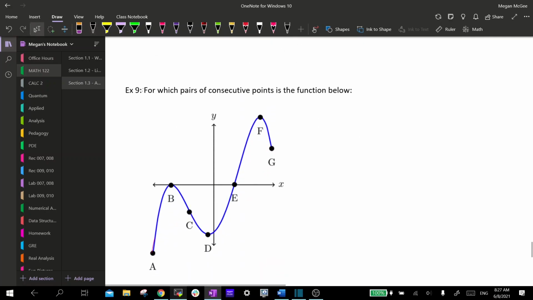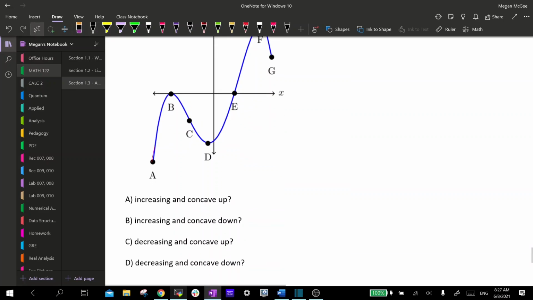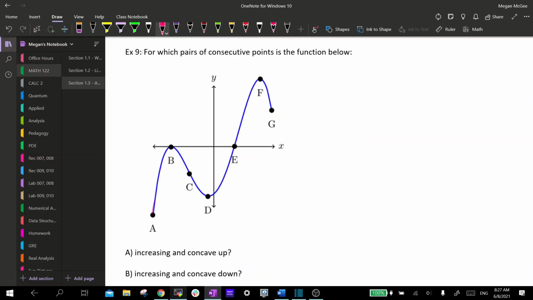So example number 9 gives us this beautiful graph here and asks for which pairs of consecutive points in the following function is it increasing and concave up, increasing and concave down, decreasing and concave up, and decreasing and concave down? Well, let's focus on the first part, A. So increasing and concave up. Well, we already feel pretty confident about increasing functions, right? So let's go ahead and label everywhere where our function is increasing.